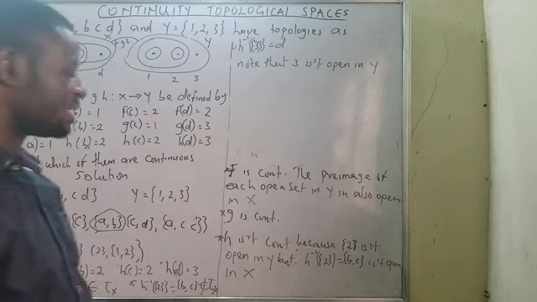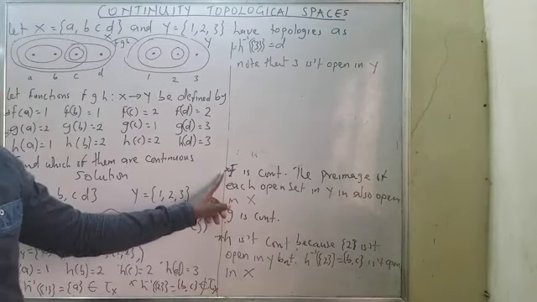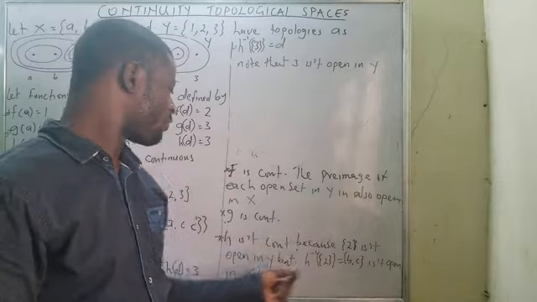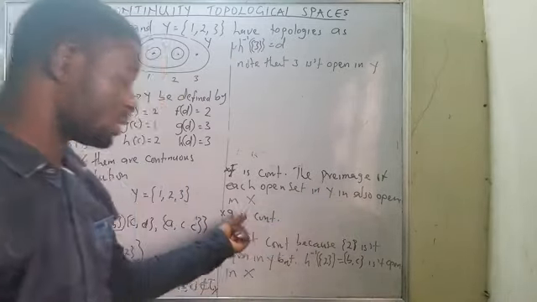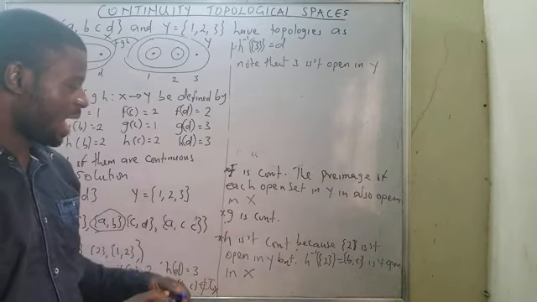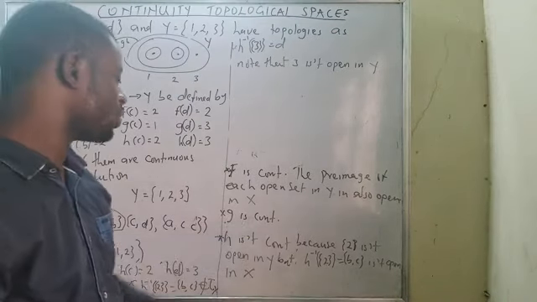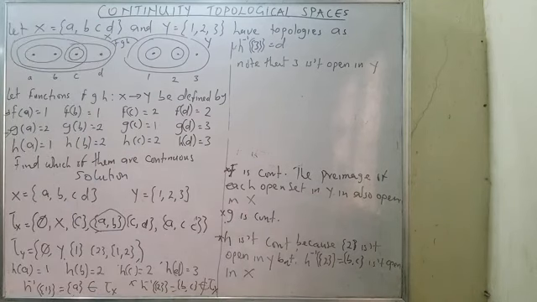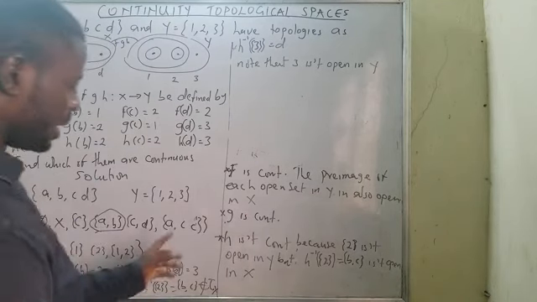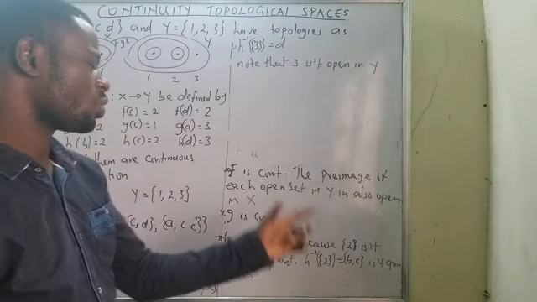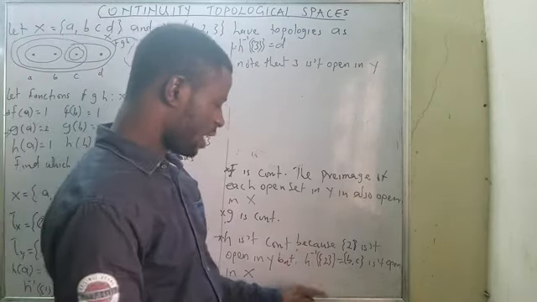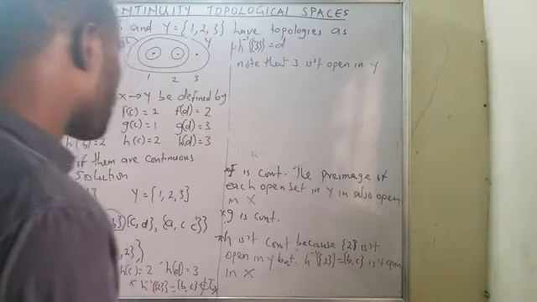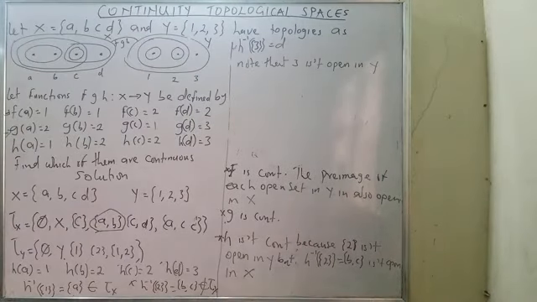By now, you should understand the meaning of this. Can you see? F is continuous, since the pre-image of each open set in Y is also open in X. That is the first one, which we have done. And the second one is G is continuous. And H is not continuous because 2 is not open in Y, but H inverse of 2 is also not open in X. That is why it's not continuous. I will be stopping here.